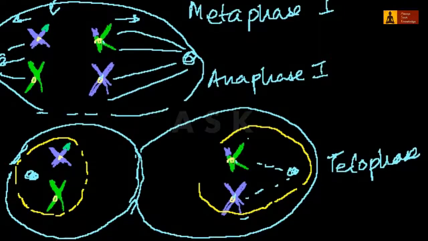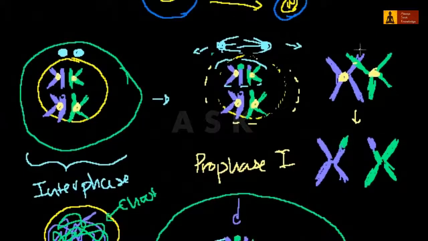Now notice, we started off with a diploid cell, right? It had 2 pairs of homologous chromosomes, but it had 4 chromosomes.